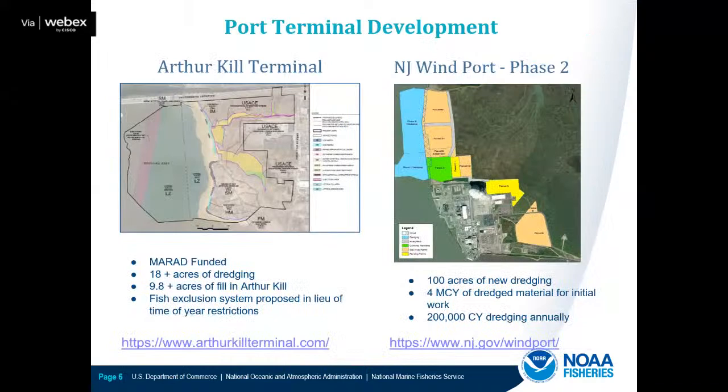So in addition to those types of studies that the Army Corps of Engineers is doing, we have two pretty large port development projects being proposed now, and both of these are associated with offshore wind. Neither of them are directly connected to a particular wind project. They're both projects that are being built by others and will lease space to various offshore wind developers. The first project that we have is the Arthur Kill Terminal, and that's located on the southwest side of Staten Island, just south of the Outer Bridge Crossing.